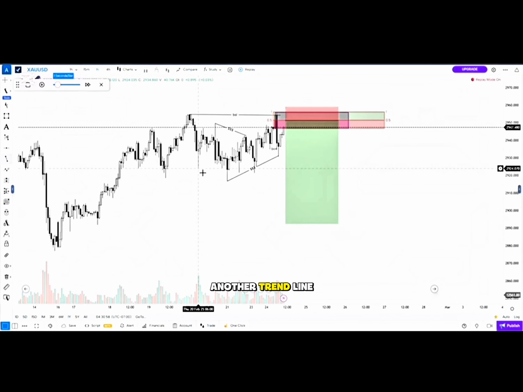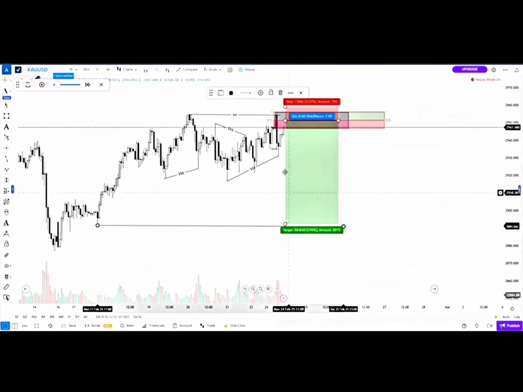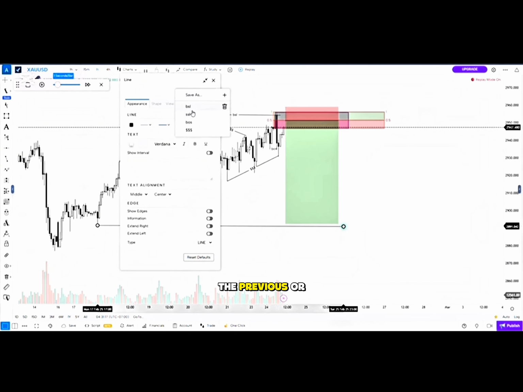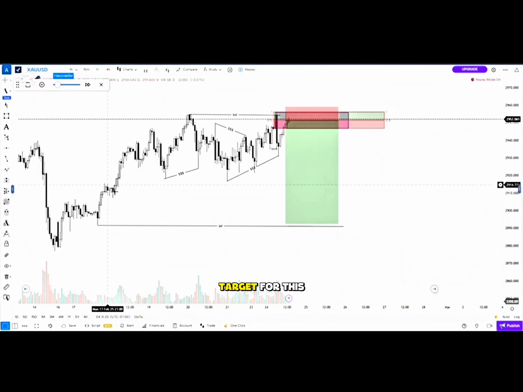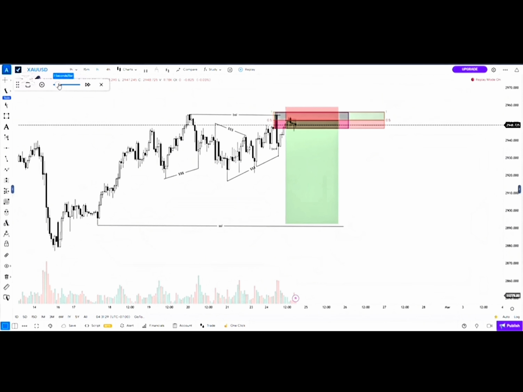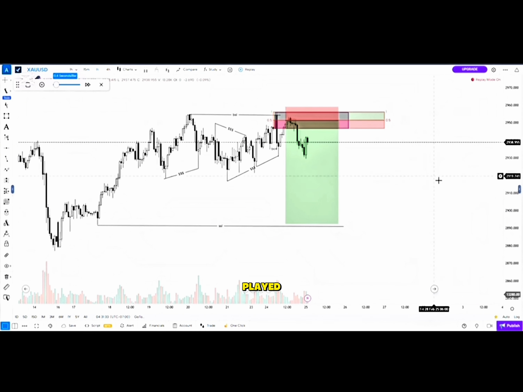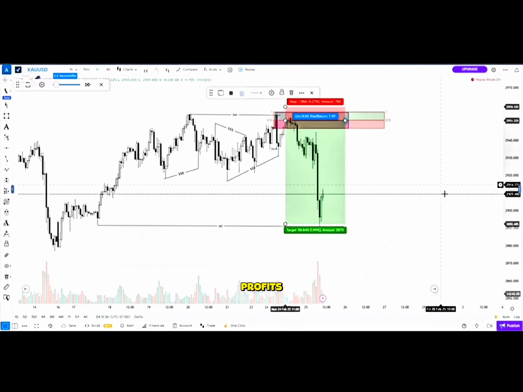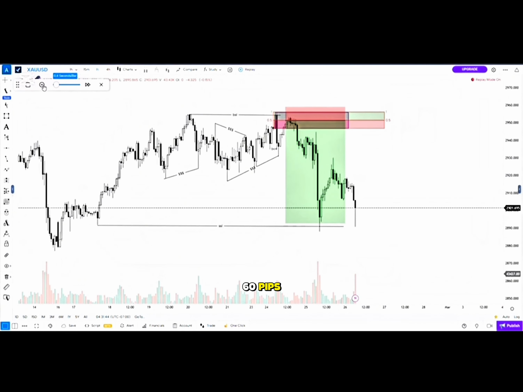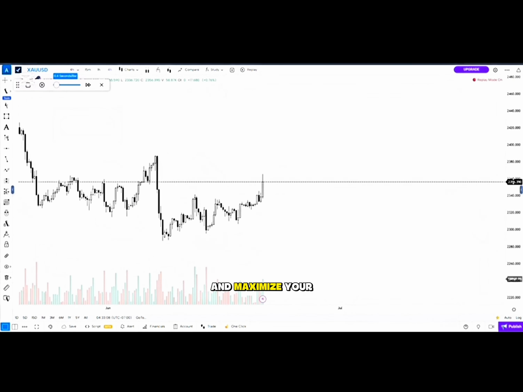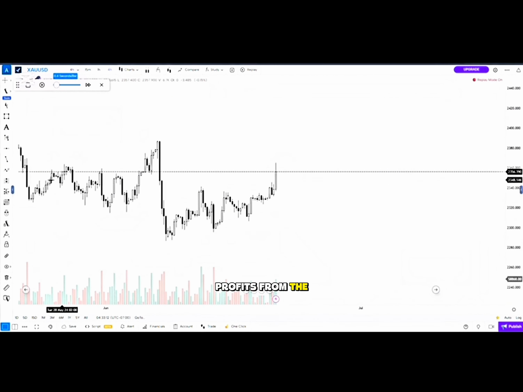So this is another trend line liquidity that has been taken out previously by the prices. Our final target will be the recent swing low in this range. So this was a range, so the recent swing low as a sell-side liquidity will be our final target for this trade. So this is how this trade played. A minimum risk and a maximum profit. Always remember to go break even after 50 to 60 pips to minimize your risk and maximize your probability of getting profits from the market.